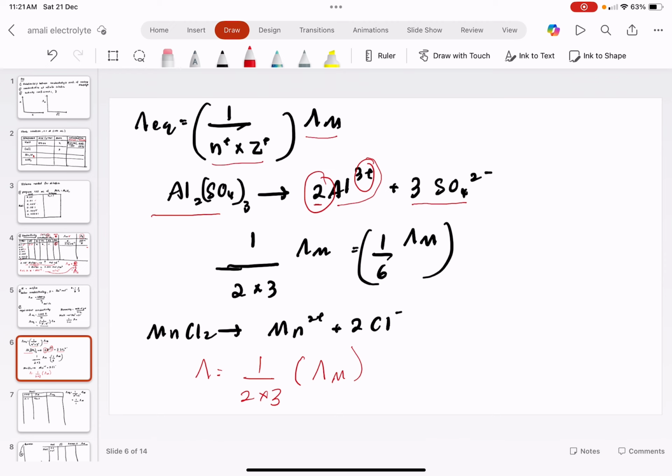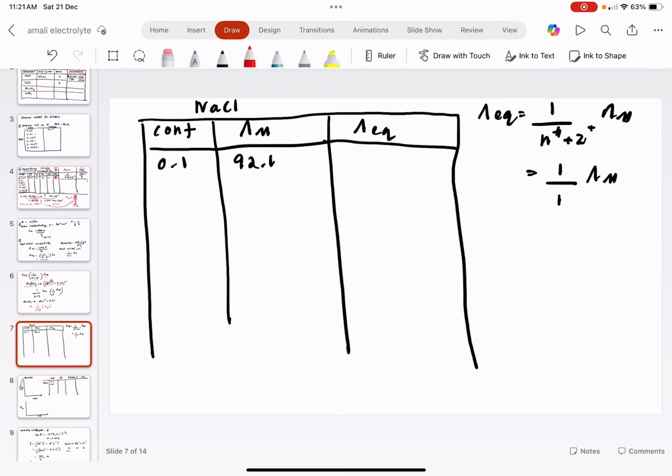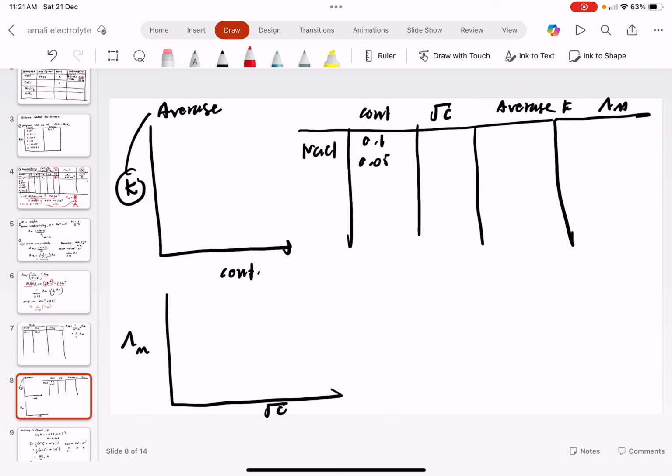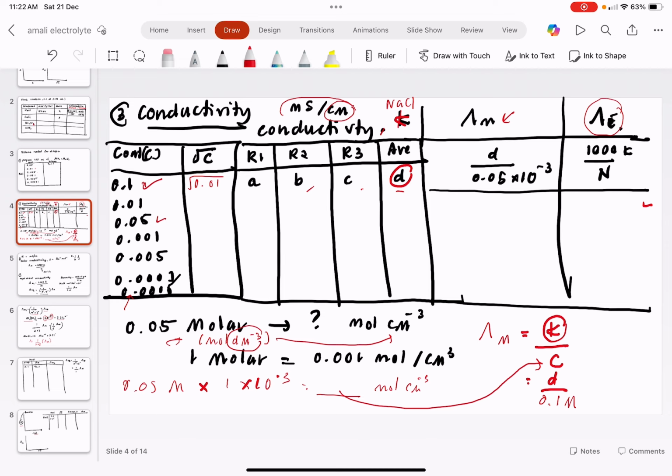Okay, so now moving on, how you can measure. Now you need to come up with the table. So the table you have to come up with first would be the conductivity against the concentrations. Okay, if you look at here, this is the conductivity against the concentration.